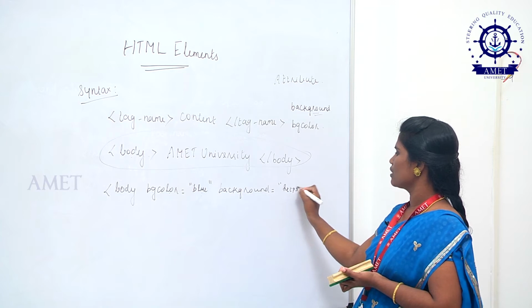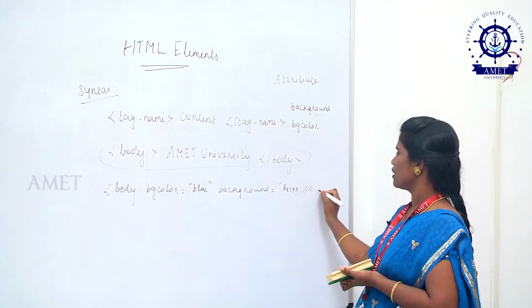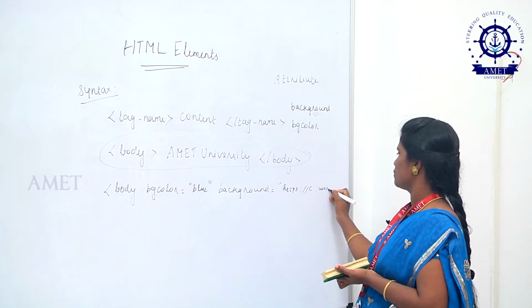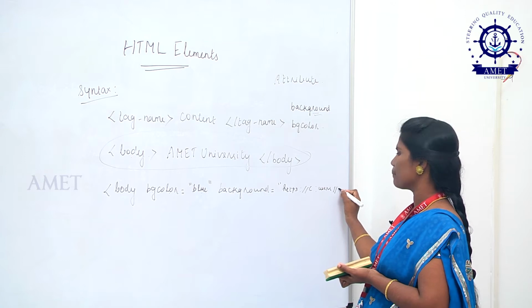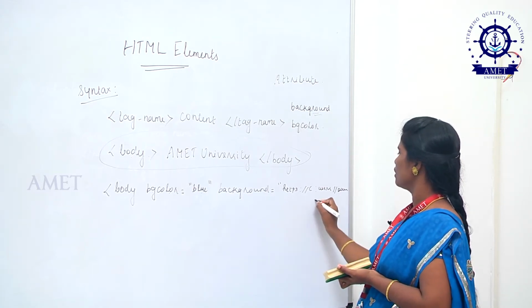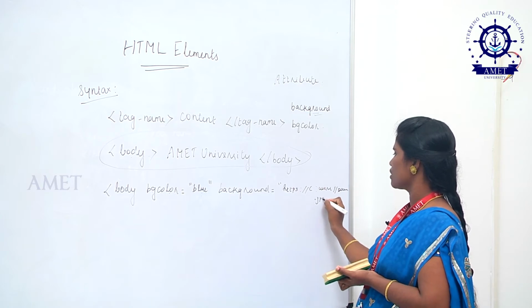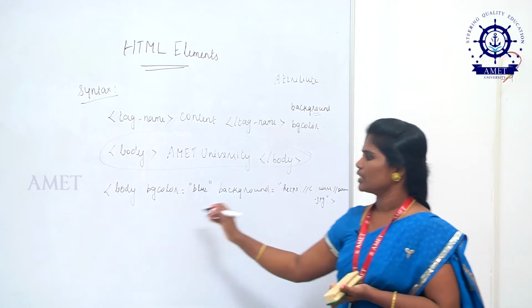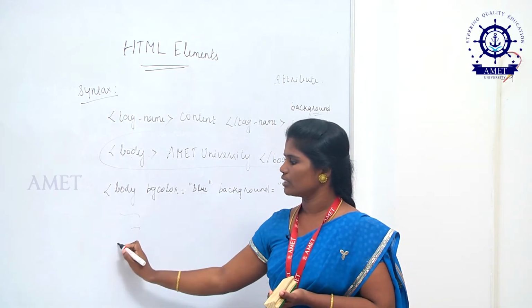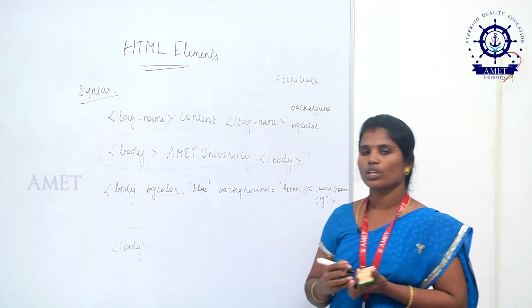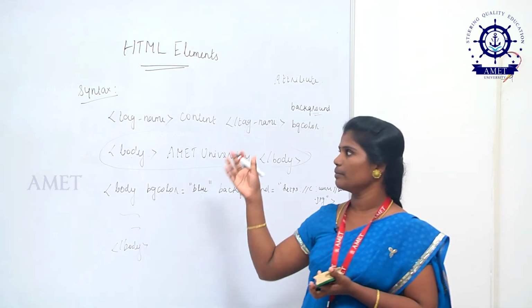So I am just giving the URL, maybe it will be in the C drive. Then you must use the picture name, give any picture name along with the picture type, JPG. So this should be in double quotes. Then you give the content, and close this tag. So this is the way we are using an attribute inside the tag.